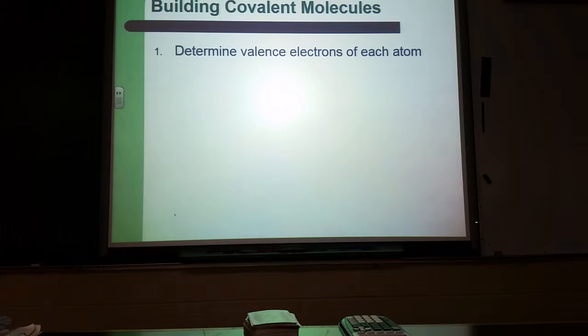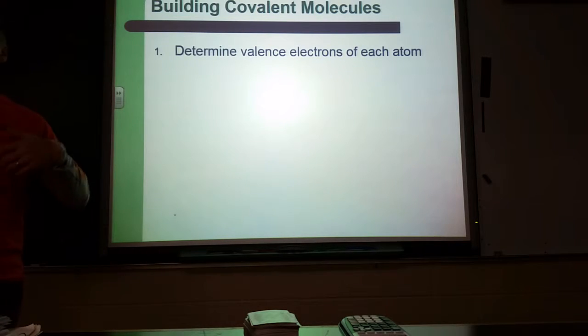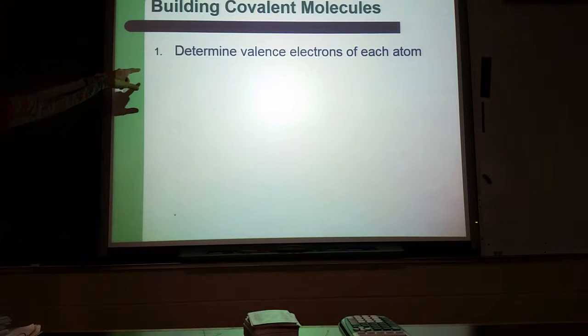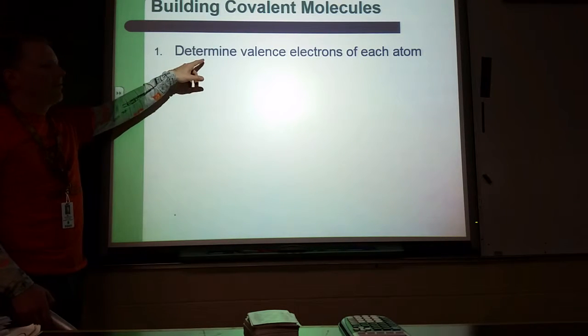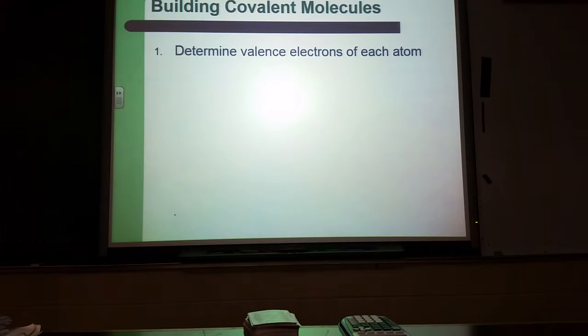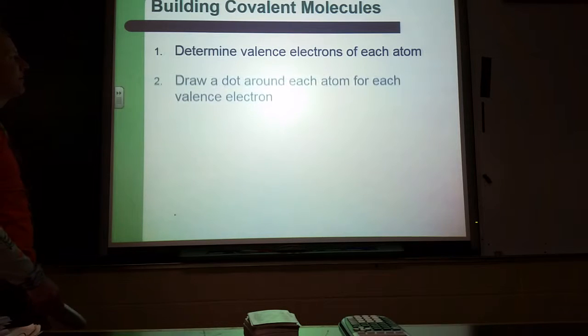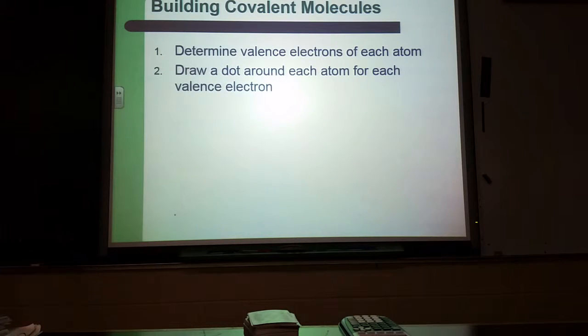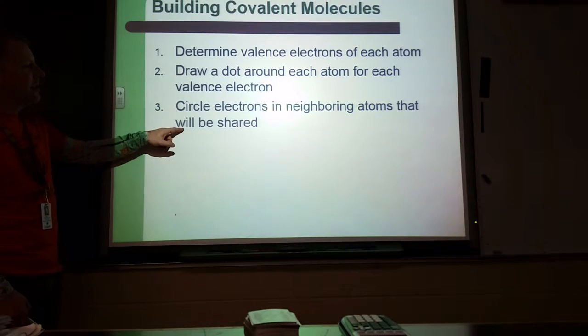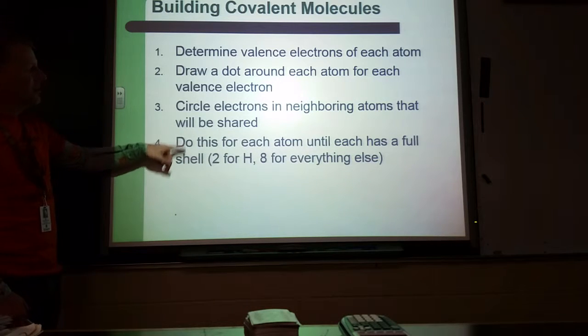Okay. Here's how we are going to determine and build these molecules. It's a couple of the rules you already know. So first thing we're going to do is, for each atom involved, we're going to say how many valence electrons each atom already has. So how many in the outer shell? That's the number across the top of the periodic table. You draw a dot around each atom for each valence electron, and then circle electrons in atoms that will be shared. So do this for each atom.